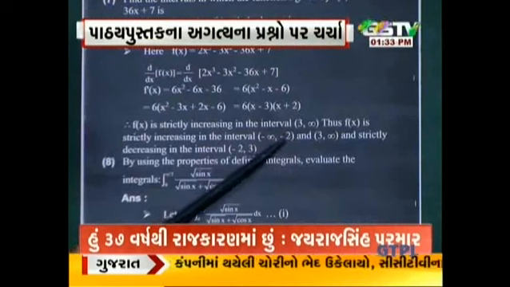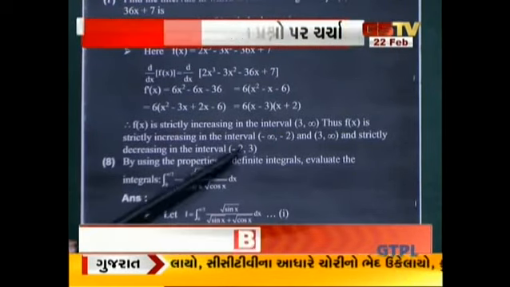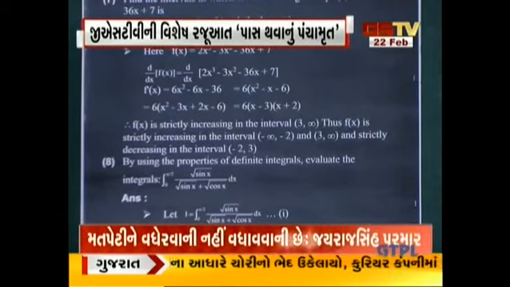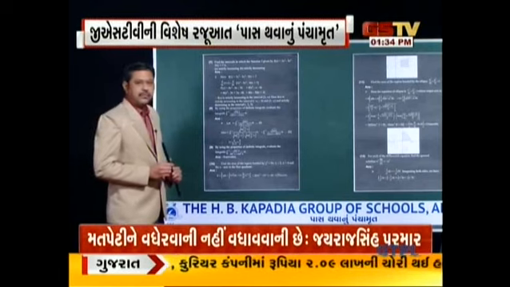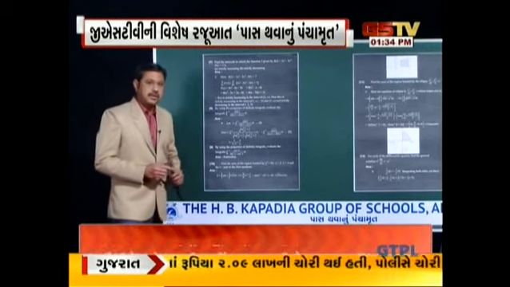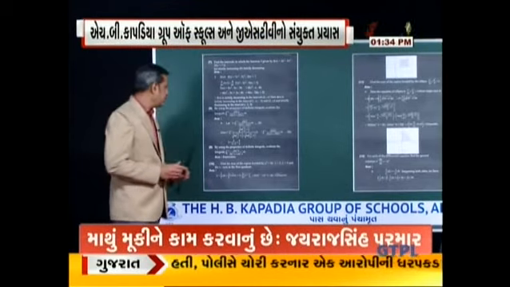Similarly, from minus infinity to minus 2, it is strictly increasing, and from minus 2 to 3 it is strictly decreasing. Okay, so students, this is an important 2 mark question from chapter number 6. Now we understand one more question from chapter number 7.